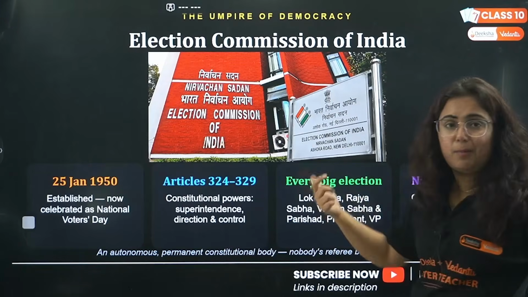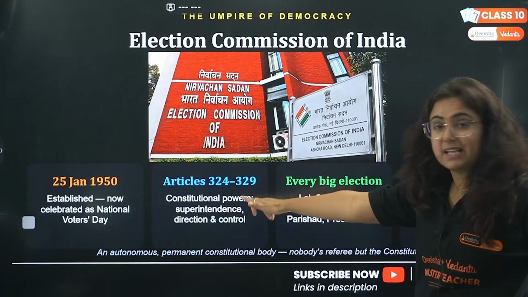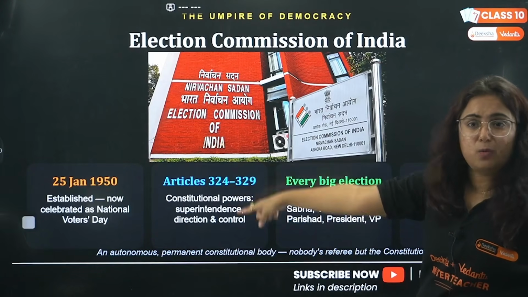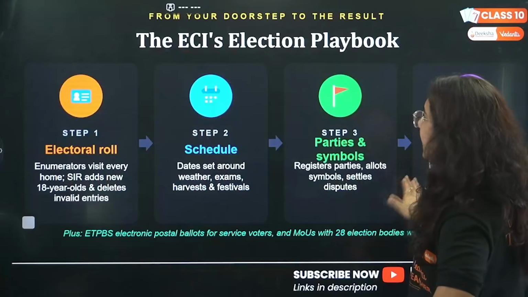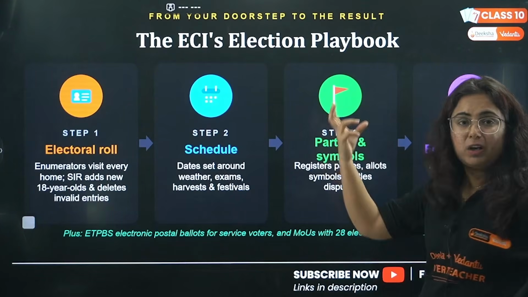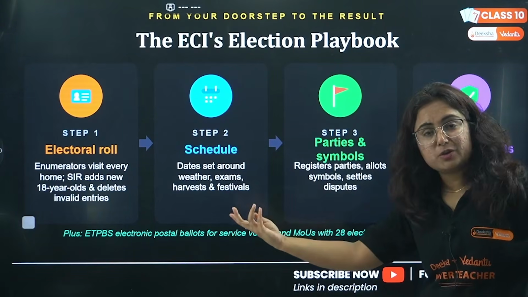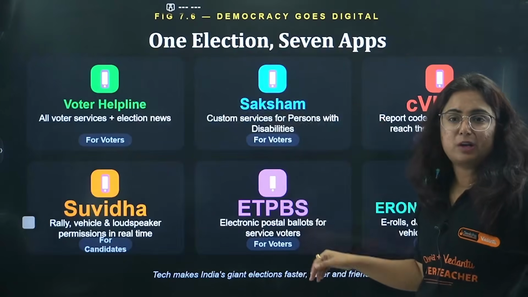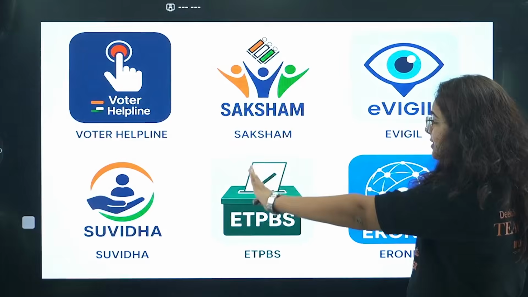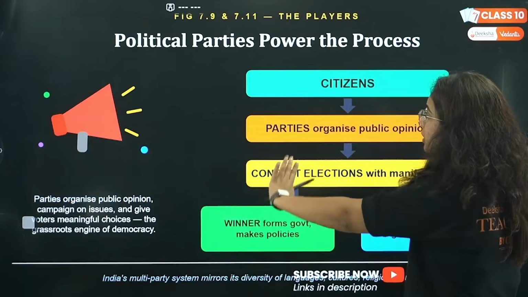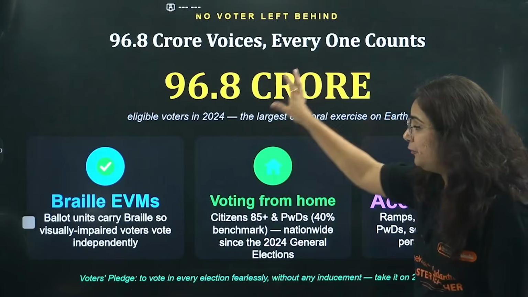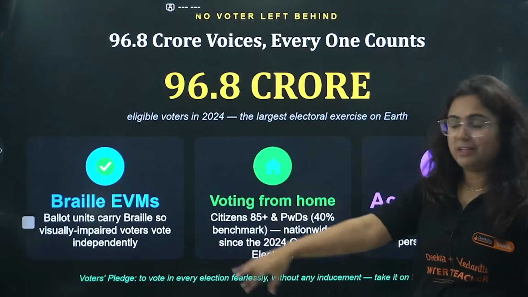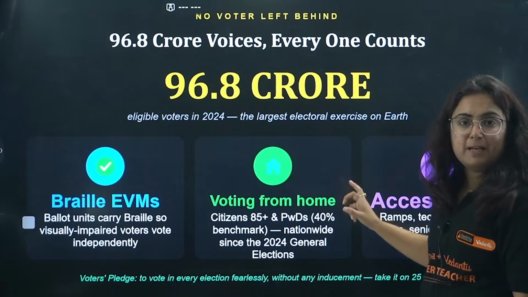The Election Commission of India, the body responsible, pay attention to the articles, very, very important. 25th January is celebrated as National Voters Day. Okay, and then the playbook: what is actually the work of the Election Commission of India, the question will be like that. So these are the steps. This is the work of the Election Commission of India. Then the 7 apps listed here. Then we talked about political parties as well as the features provided by the government to make voting accessible to everyone. Write these 3 points.